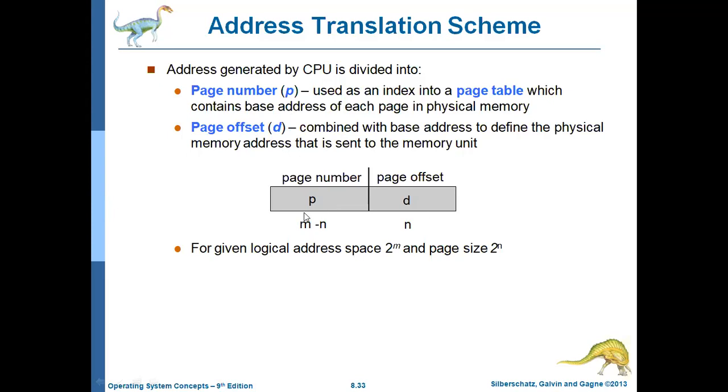So if I have a logical address space of 2 raised to m and page size 2 raised to n, your page number holds an address value whose size is m minus n, whereas the page offset size is n.